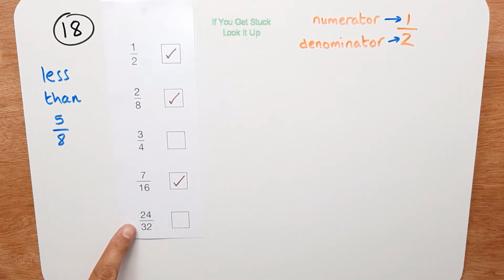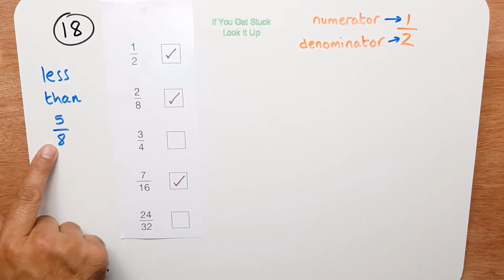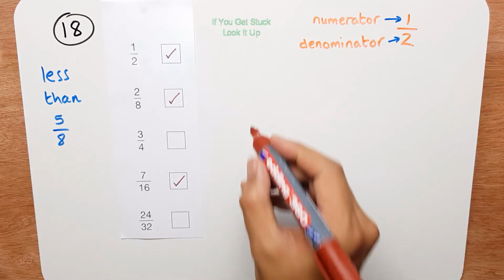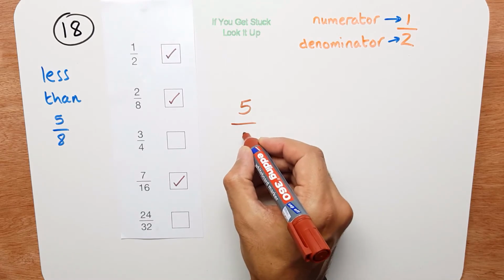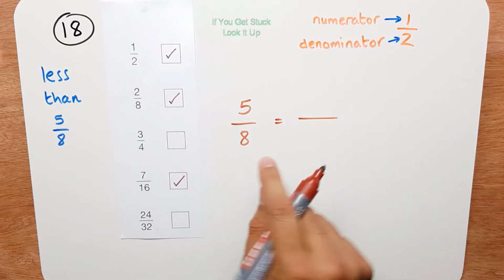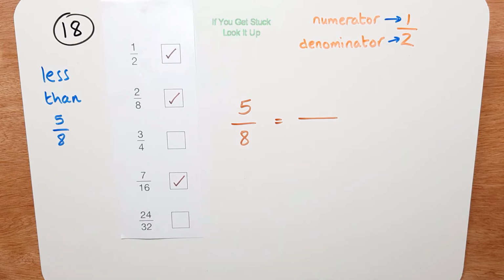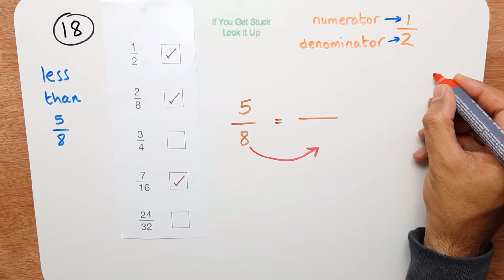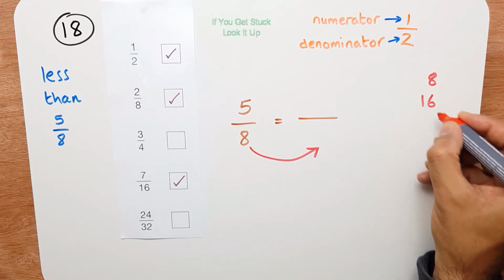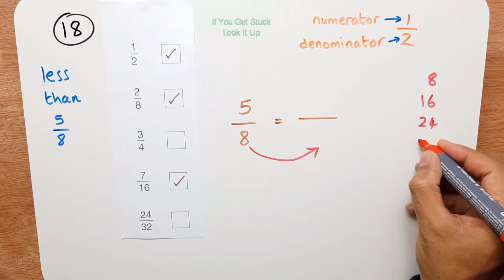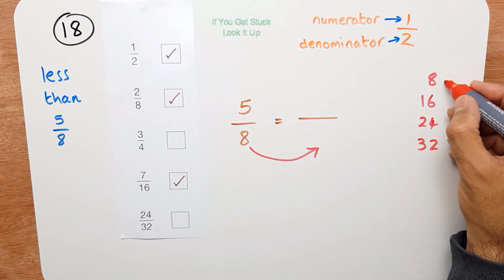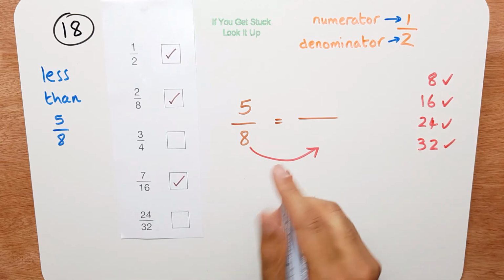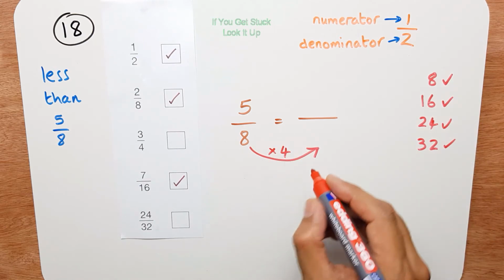Now with the final fraction, it's easier turning the 5/8 into 32nds. So how can I do that? 5/8. So how can I turn the 8 into 32? So if I know my 8 times table, 8, 16, 24, 32. I can see I need to multiply by 1, 2, 3, 4. So I need to do 8 times 4 is 32.